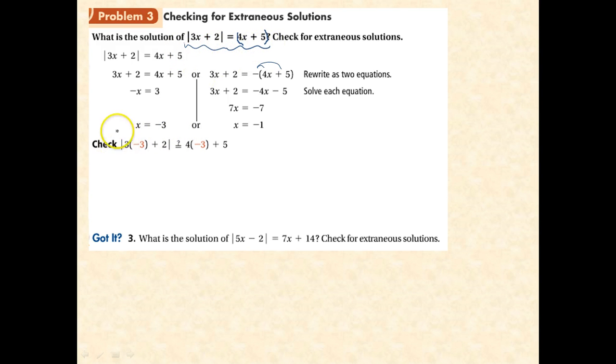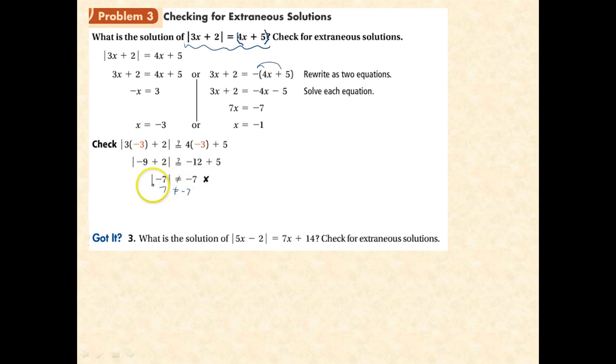Does the absolute value of 3 times negative 3 plus 2 equal 4 times negative 3 plus 5? Well, this is going to be the absolute value of negative 9 plus 2, and negative 12 plus 5. This is going to be the absolute value of negative 7. Negative 12 plus 5 is negative 7. But the absolute value of negative 7 is 7, and that does not equal negative 7.